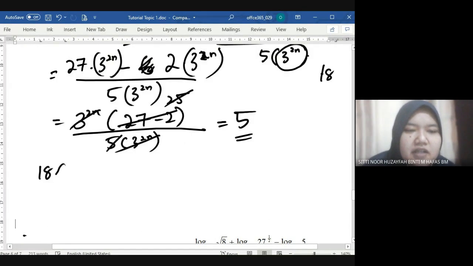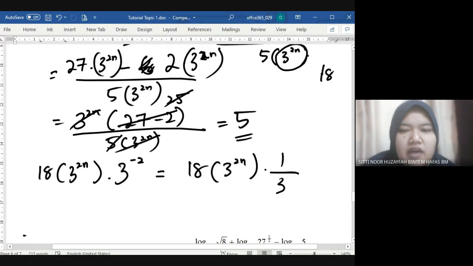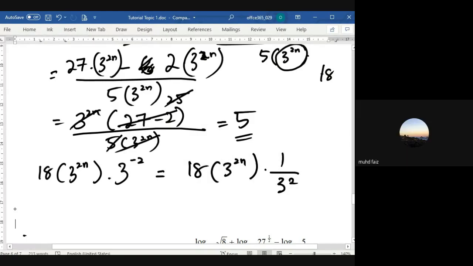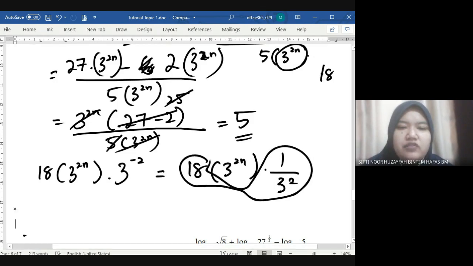18 multiplied by 3 to the power of 2n multiplied by 3 to the power of negative 2. So 3 to the power of negative 2 is equivalent to 1 over 3 to the power of 2, right? Betul tak? Ya, madam. Ya. So if we combine 18 and 1 over 3 to the power of 2, dia akan jadi 18 over 9 lah. 3 to the power of 2.